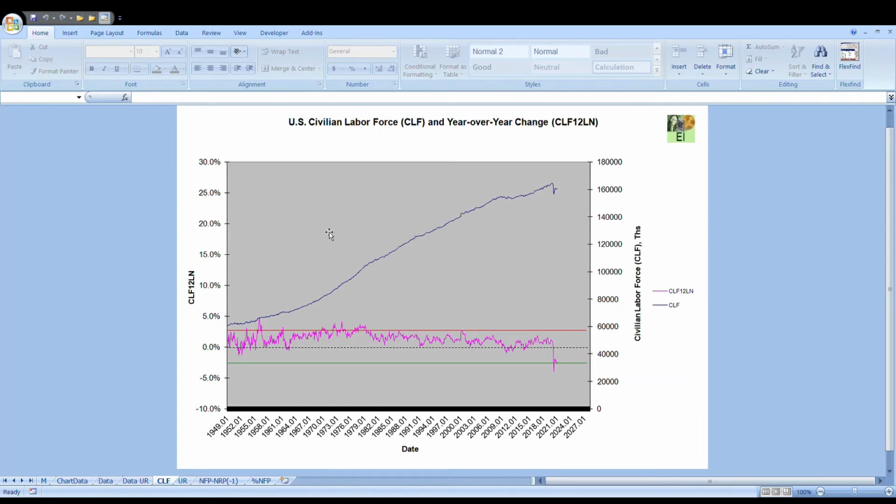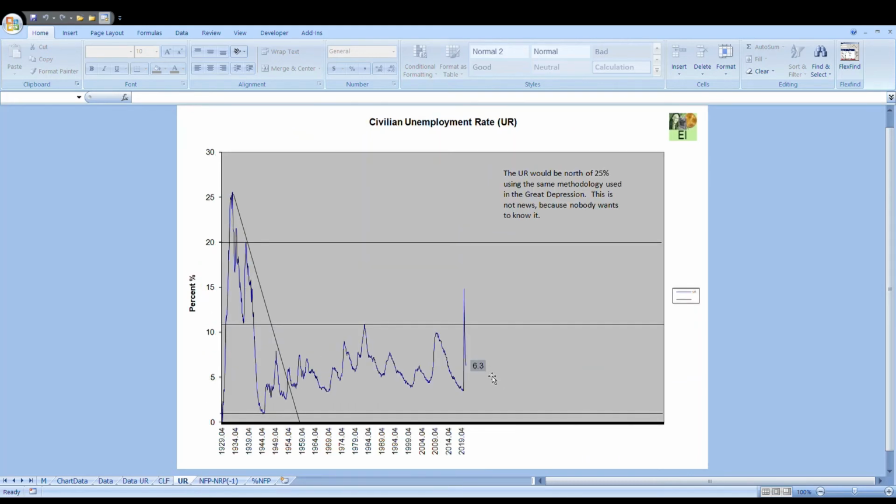There's no jobs. The civilian labor force is going to shrink. So you have to keep the civilian labor force constant if you want to compare these ratios over time. But they're not doing that. They're adjusting it. There's ways to come up with a different unemployment rate, but that's not what they use when they talk about it in the headlines.